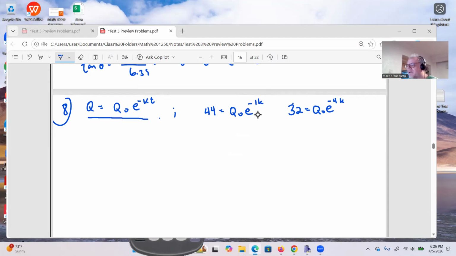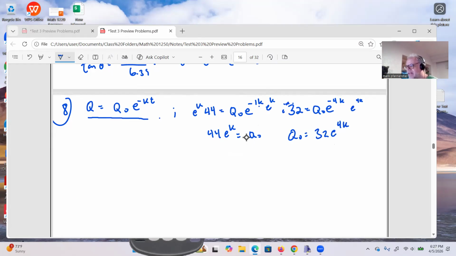The first thing I'm going to do is say that this is 44 e to the k is equal to q sub 0. All I did was multiply both sides by e to the k. Negative 1k plus positive 1k will be 0, and e to the 0, of course, is 1. So q sub 0 is equal to 44 e to the k. Here, we're going to do the same thing: multiply both sides by e to the 4k. So q sub 0 is equal to 32 e to the 4k.